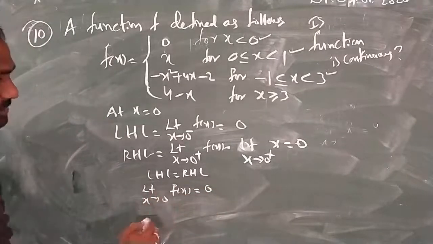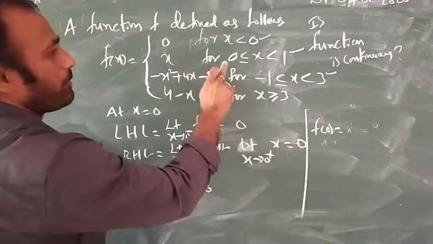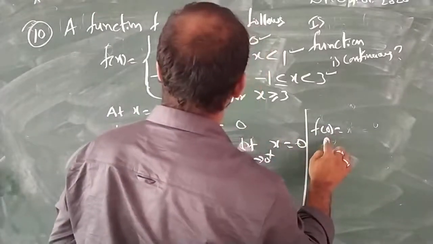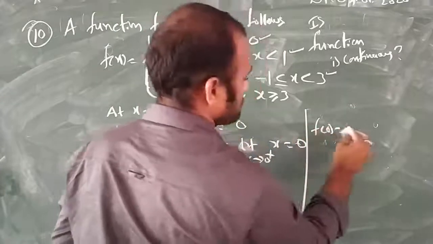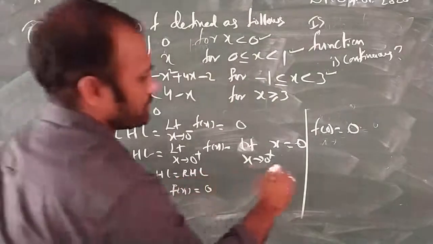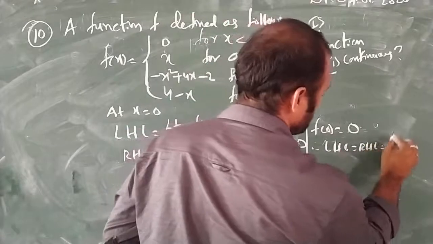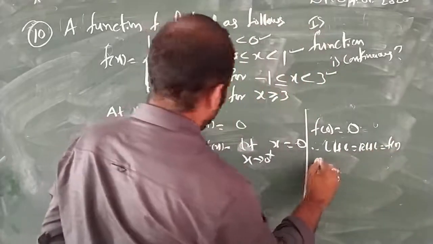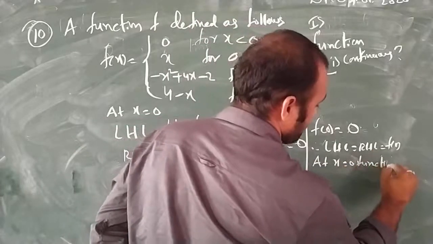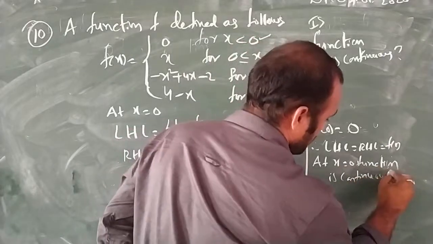Now let us take the functional value. The functional value is f of 0. At the point 0, the functional value is x, so if I substitute 0 in place of x, it will be 0. Therefore, the left hand limit is equal to the right hand limit is equal to the functional value. At x is equal to 0, the function is continuous.